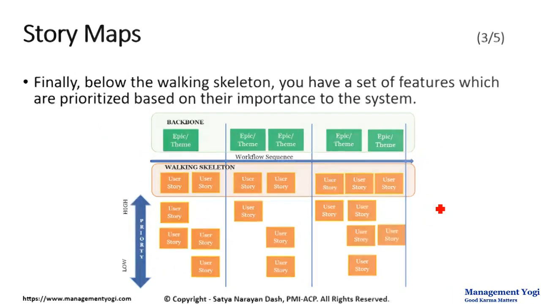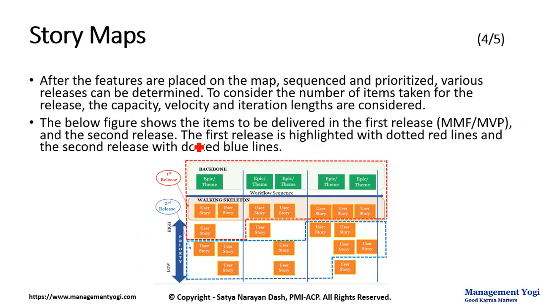After the features are placed on the map, sequenced and prioritized, those are the story cards which are prioritized, various releases can be determined. To consider the number of items taken for a release, the capacity, velocity and iteration lengths are considered. The below figure shows the items to be delivered in the first release, which will consist of the MVP as well as the MMF, and also it is showing the second release. The first release is highlighted in red dotted rectangle.